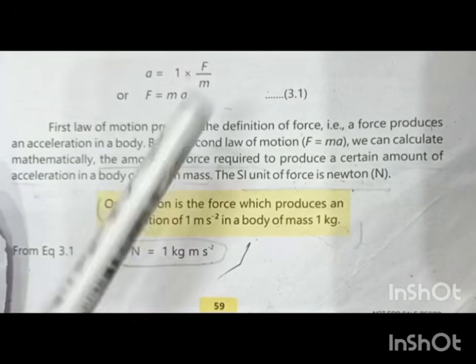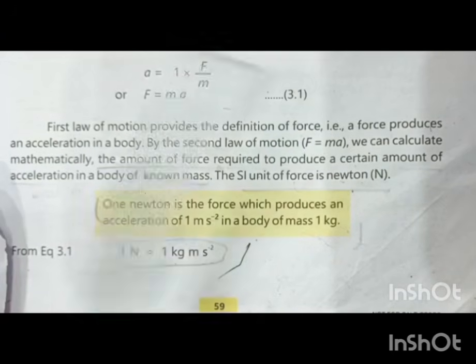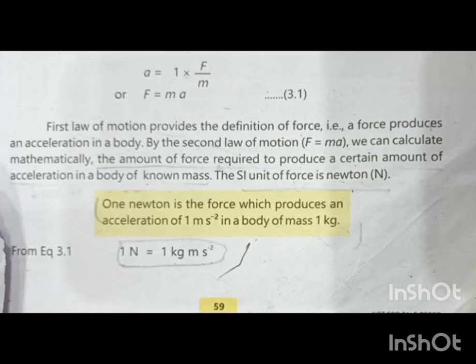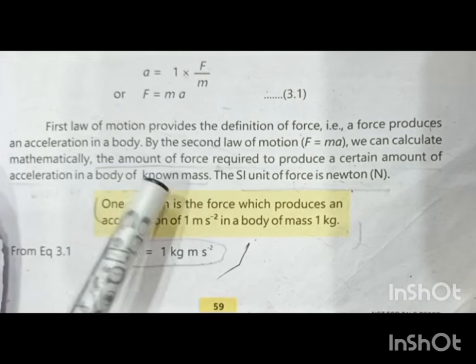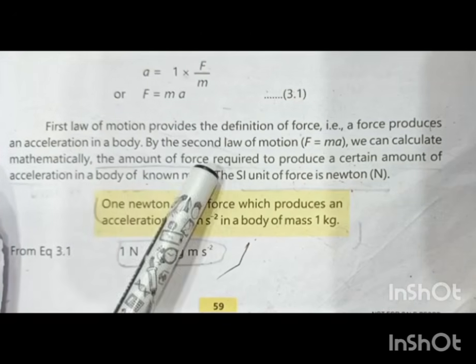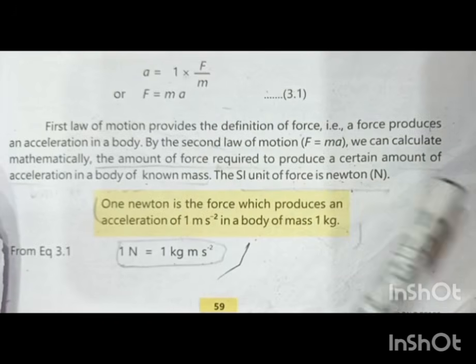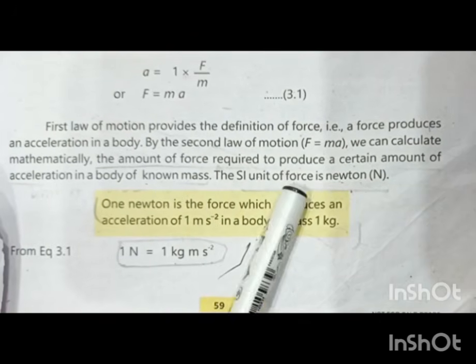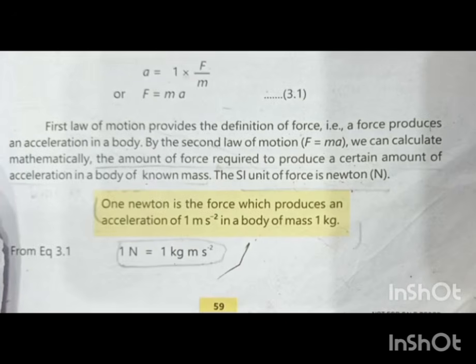The second law of motion provides the definition of force. A force produces an acceleration in a body. It gives us a value of force through Newton's second law of motion. We can calculate mathematically the amount of force required to produce a certain amount of acceleration in a body of known mass. The SI unit of force is Newton, N.